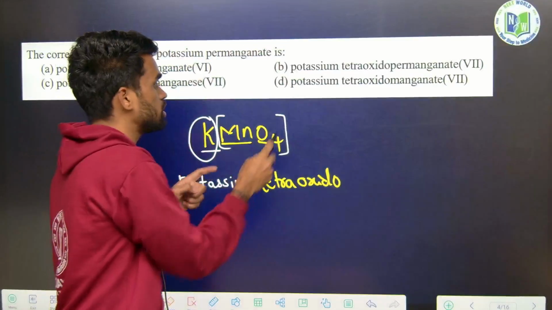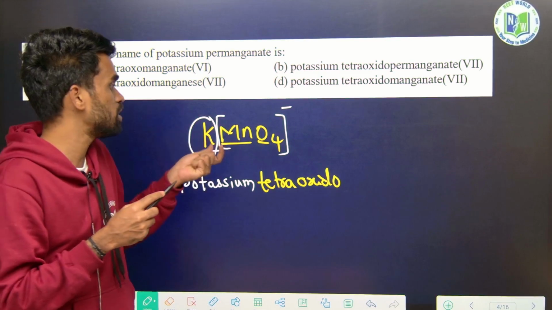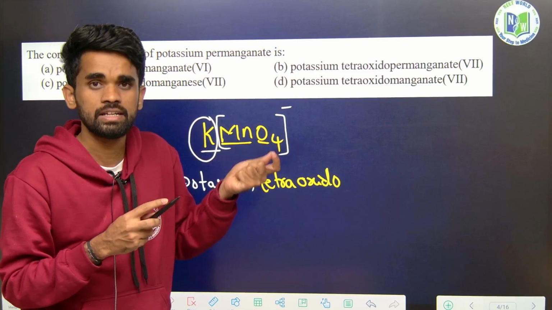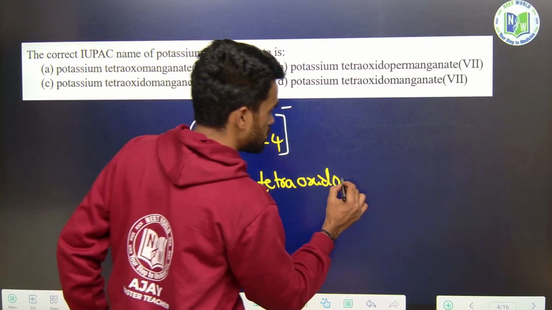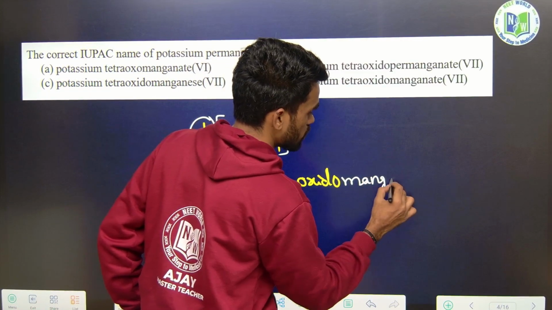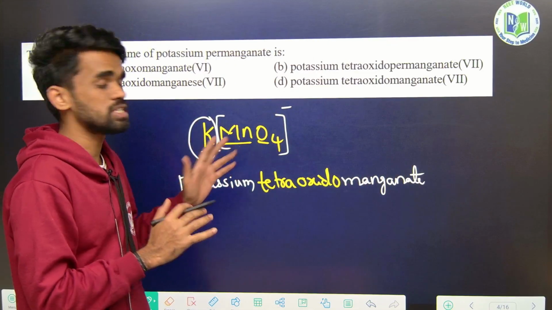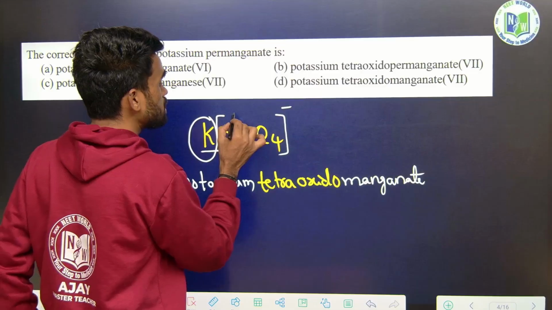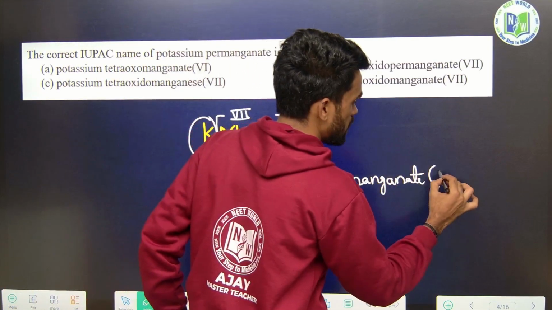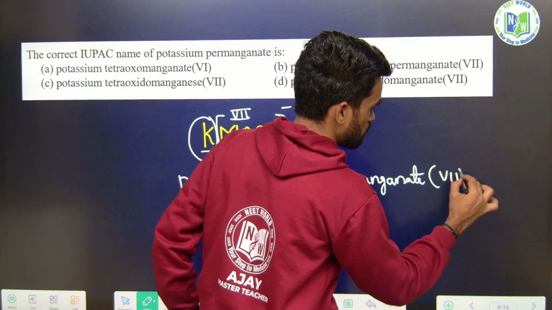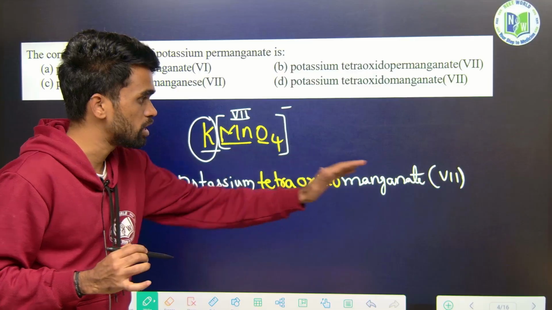And what is the position? This is in the anionic position now, so the name of that particular metal should end with -ate. If it is manganese, then manganate. So you should write manganate. What is the oxidation state of this metal? It has +7 oxidation state, so write that in the parentheses like this: +7. Since the compound is neutral, the name ends like this.